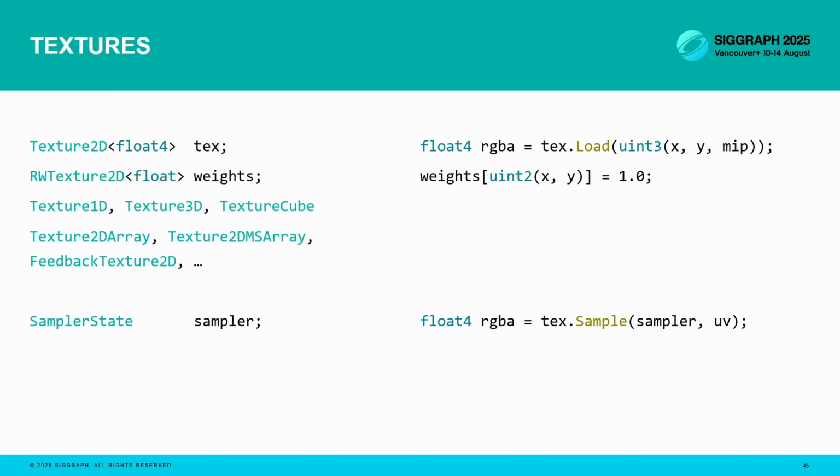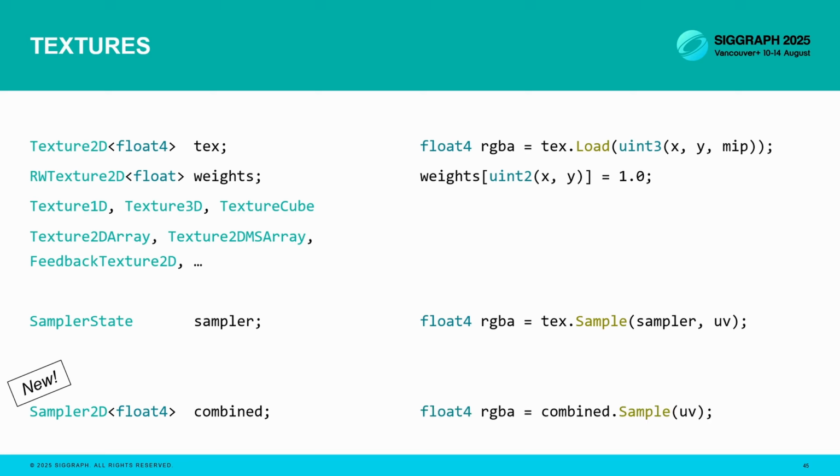In Slang, we can write code like this more concisely by using the new Sampler2D type, which is a Texture2D plus a sampler state. To sample it, we just call Sample. In Vulkan, this maps to a combined texture sampler, which is a single descriptor, while in DirectX, this maps to a texture and a sampler.